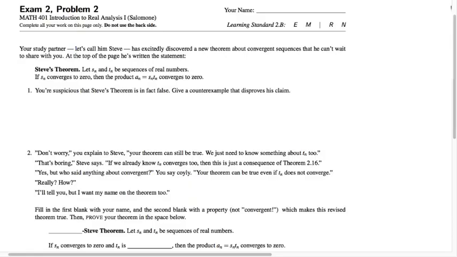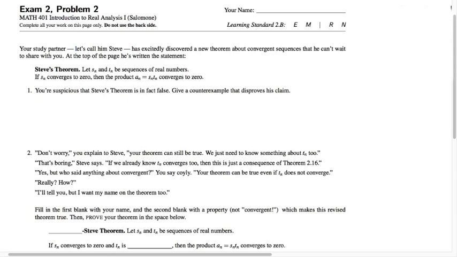So the second problem asks you to debunk one claim and then modify it in such a way as to make it true. So we have this study partner named Steve, and I particularly chose this name so that nobody in our class is named Steve, who has discovered a new theorem such that if I have any two sequences and one of them converges to 0, then when I multiply the two sequences together, he claims that's going to make the product converge to 0.